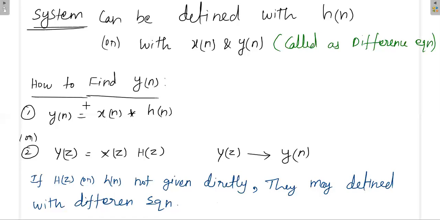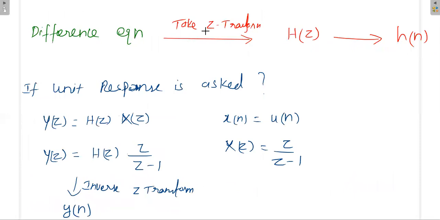Now, how do we find y of n? One way is to directly do the convolution, or after finding y of z, take the inverse z transform, then we can get y of n. If h of z or h of n is not given directly, it may be defined in terms of a difference equation. Once the difference equation is given, take the z transform of the difference equation, on both the left hand side and the right hand side, and then we will get a combination of x of z and h of z.